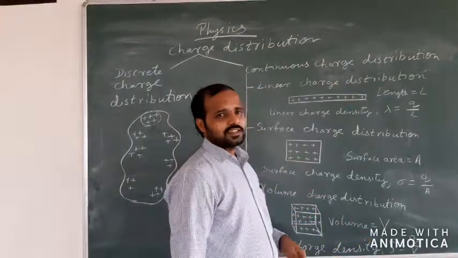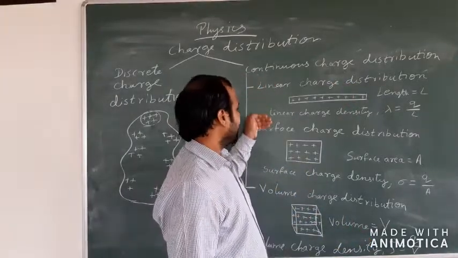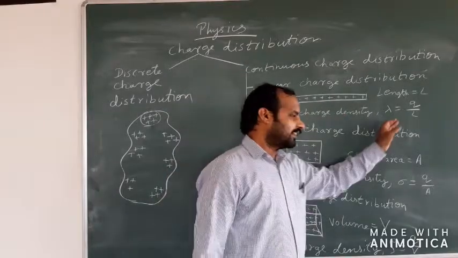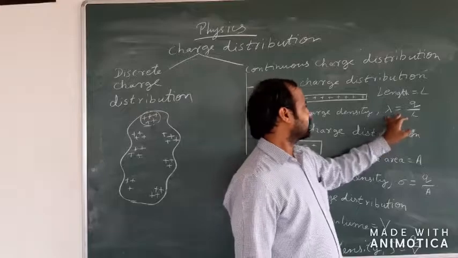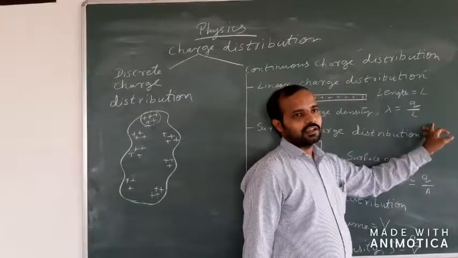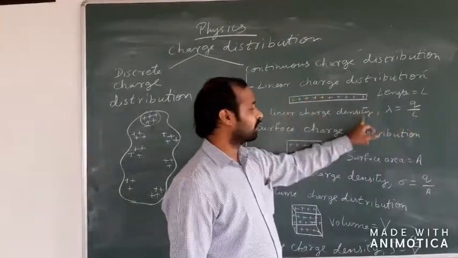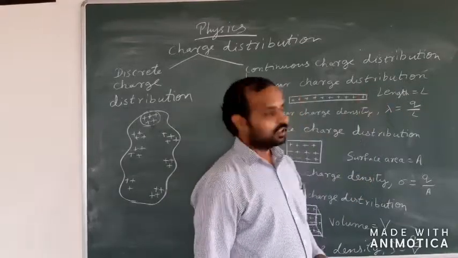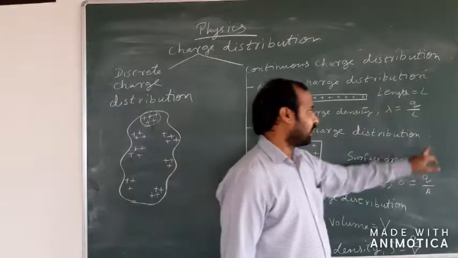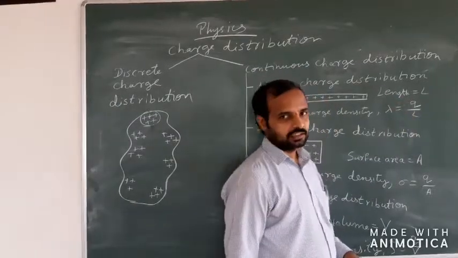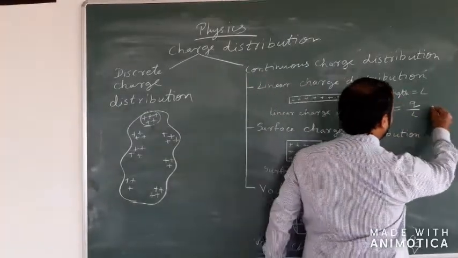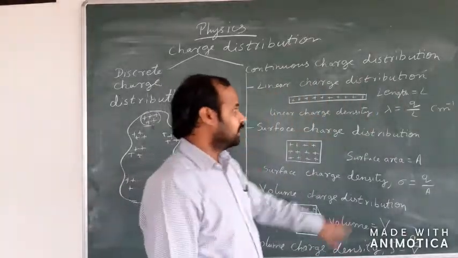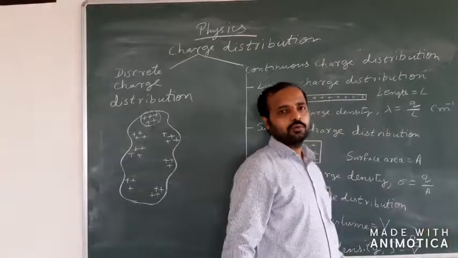Now the linear charge distribution can be mathematically identified by a quantity called linear charge density, and this linear charge density is given by lambda equals Q by L. Lambda is the notation used for linear charge density, Q is the total charge put on the conductor, and L is the length of the conductor. The unit for this would be coulomb per meter. The linear charge density has a unit of coulomb per meter.